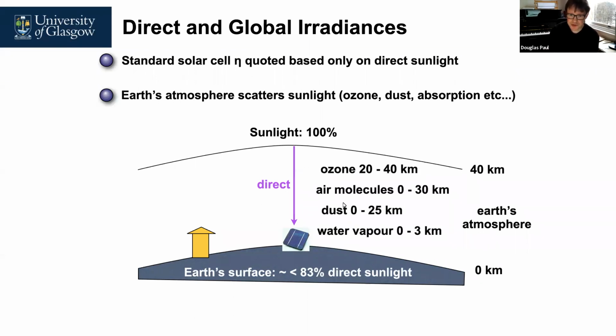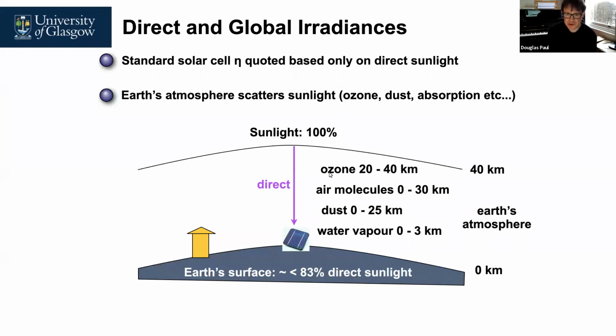But there's also the different particles in the atmosphere. 20 to 40 kilometers above the Earth's surface is where the ozone layer is. There's air molecules, typically between 0 to 30 kilometers. So that's predominantly nitrogen and oxygen. There's also a lot of dust. So whether it's sand or other dust particles, that's typically between 0 to 25 kilometers. And water vapor, actually the majority of water vapor is only within 3 kilometers of the Earth's surface.